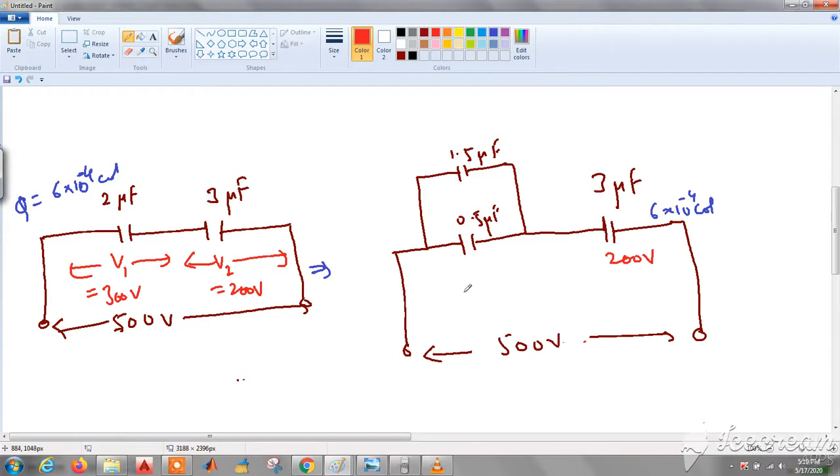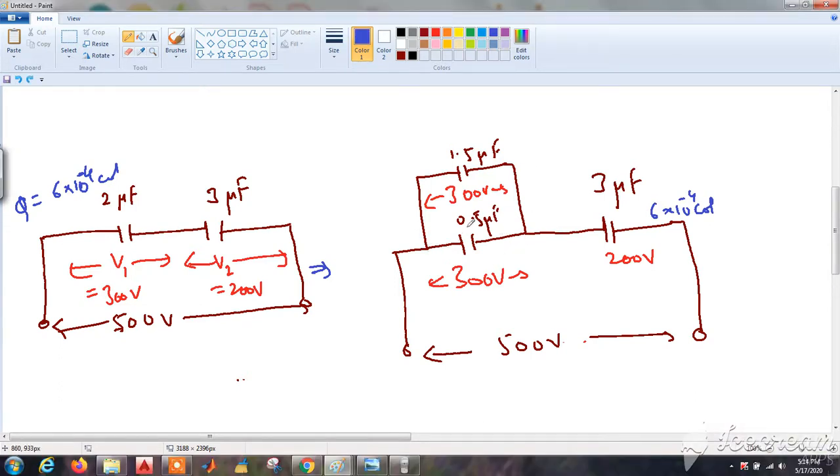Now we know that the voltage across this 2 microfarad capacitor was 300 volts. The voltage will be the same when capacitors are in parallel, so the same 300 volts will be across both of them. That is, we have just split 2 microfarad into 1 microfarad and 0.5 microfarad connected in parallel.